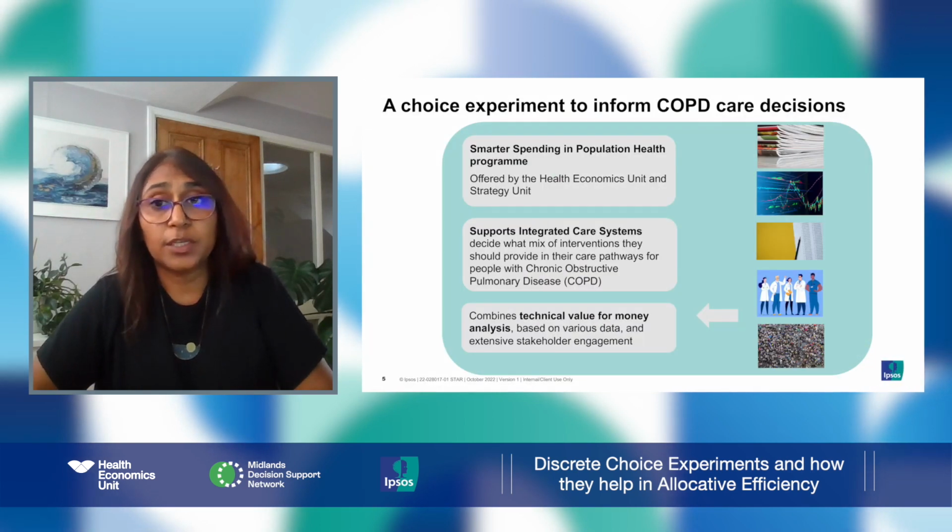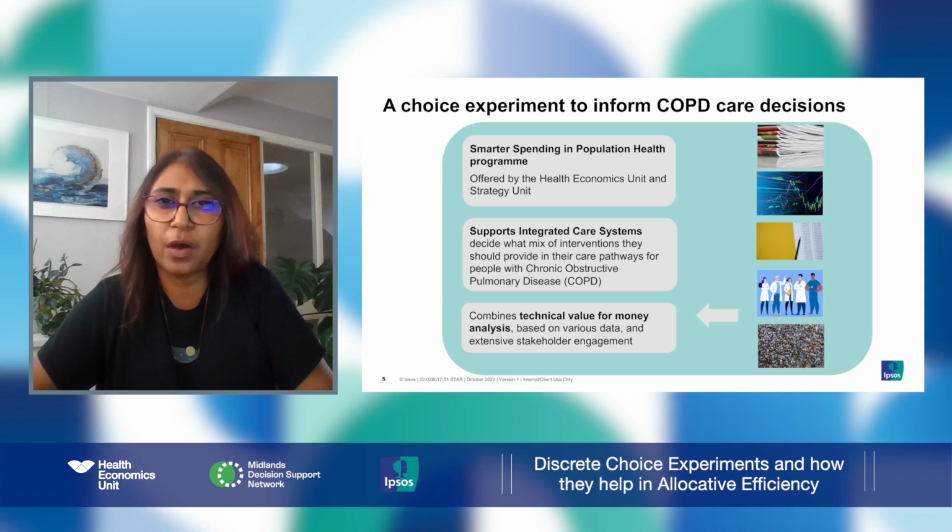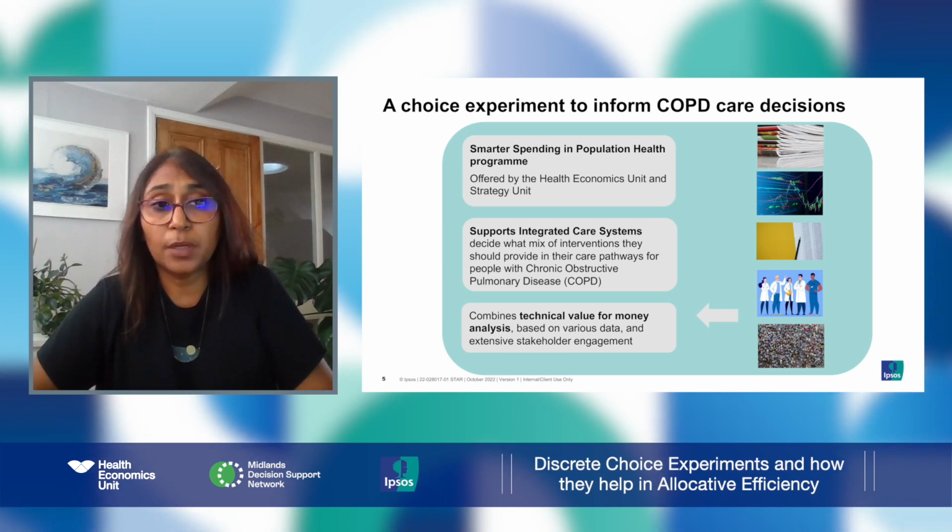So we use this choice experiment approach to help some regional service planners called integrated care systems to decide what mix of interventions they should provide for care pathways for people with chronic obstructive pulmonary disease. And the experiment that we've done, and that Julius will describe shortly, feeds into a wider process that combines a technical value for money analysis, which is based on various data sources, and lots of stakeholder engagement.